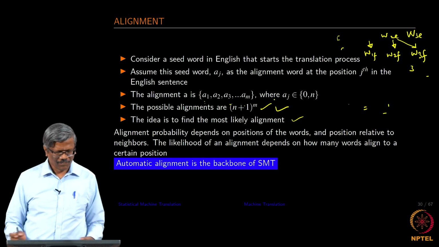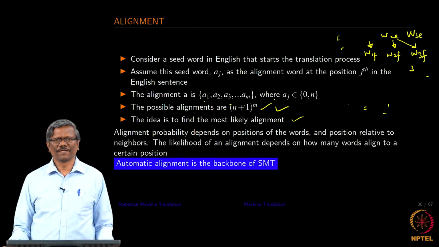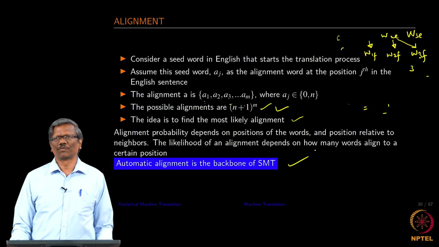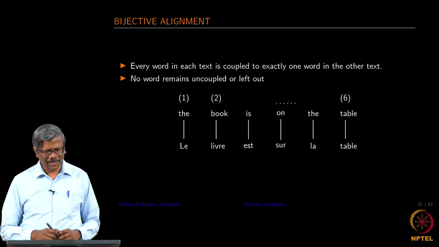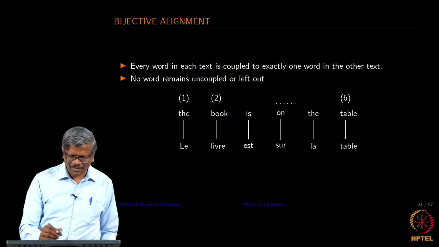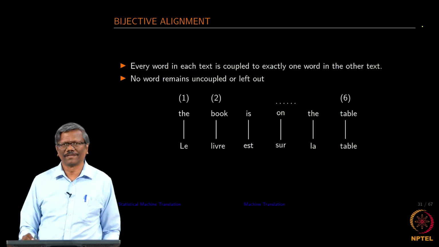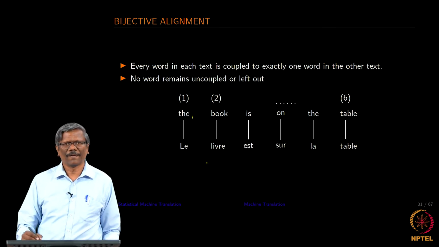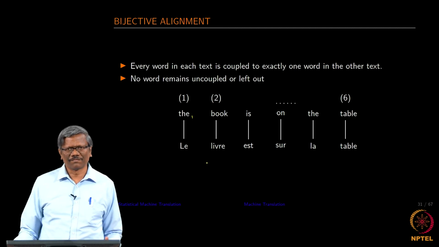Okay. So, here again we are going to be estimating the alignment probability depending on the position of the word. So, this alignment is the backbone for statistical machine translation. Okay. So, we will talk about a few alignments. First one is the bijective alignment, where every word in each text is coupled exactly to one word in the other text. For example, if you have 6 words here, every word is connected to the other one. It is possible that there could be one English word that could align with 2 French words as well.